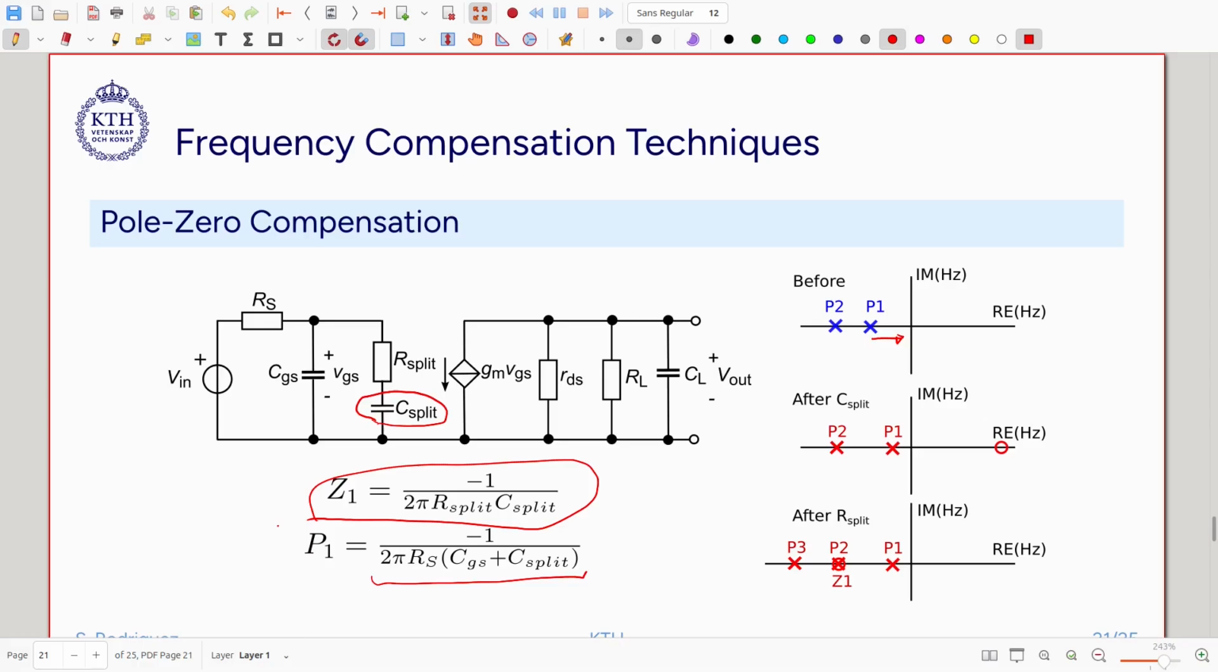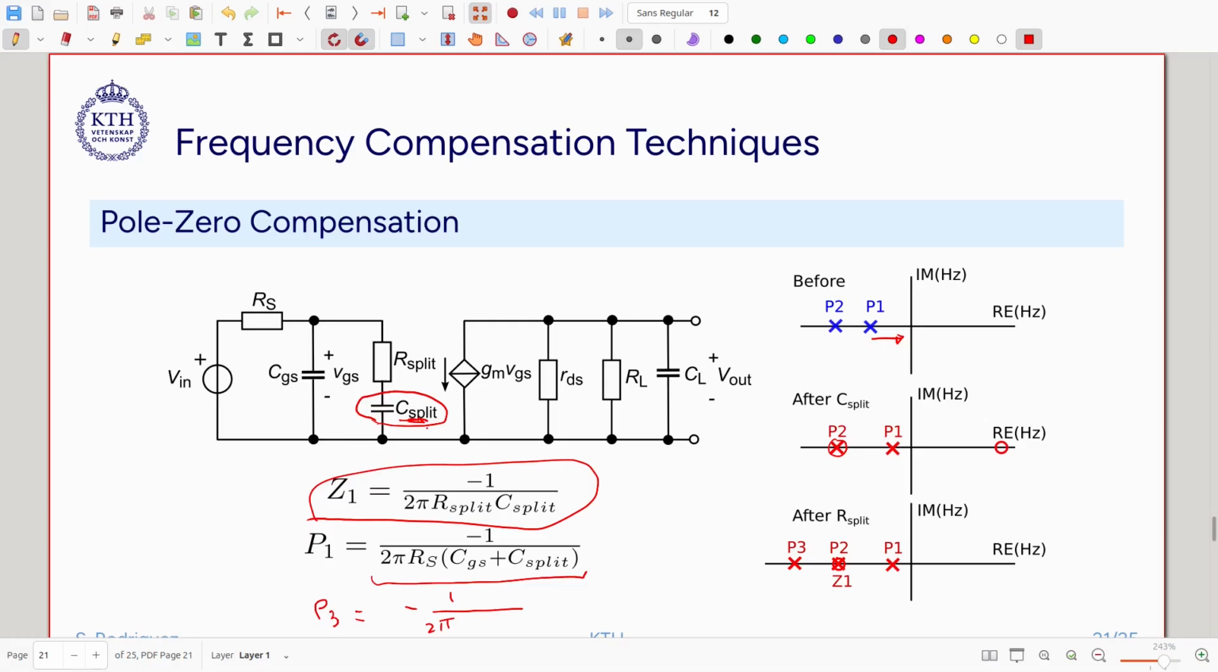Now, depending on the value of this resistance, we can put this zero in a particular place, and then we will be selecting to put this zero precisely over the second pole. So when we do that, we do pole zero compensation, pole zero cancellation here. Okay, so this pole will disappear, but we will be adding another pole. So the third pole will appear around 1 over 2 pi, and then we see the circuit.